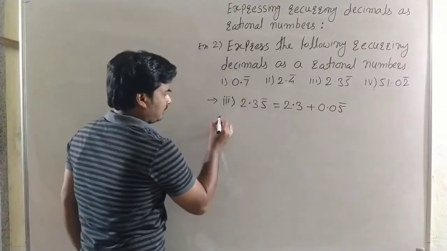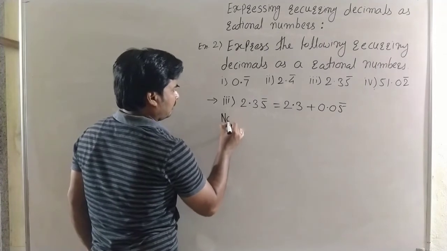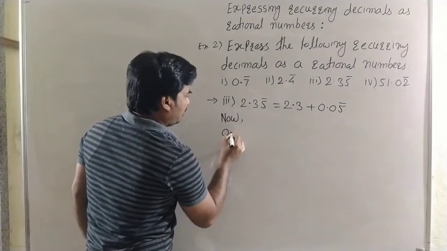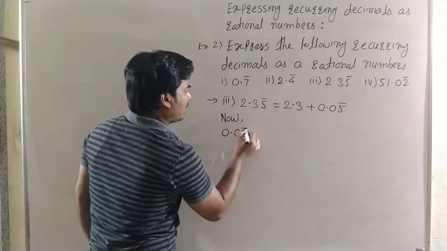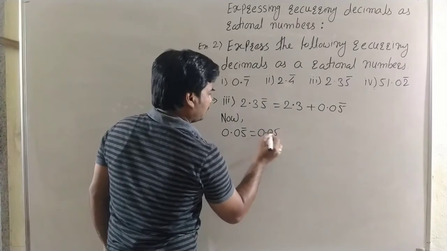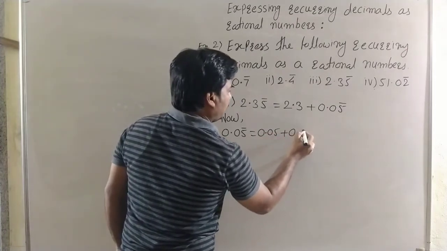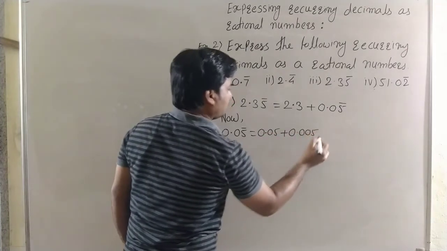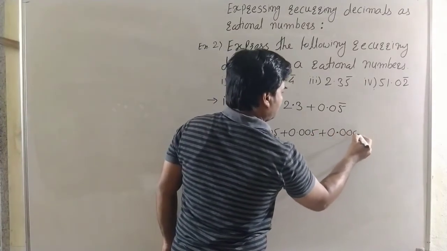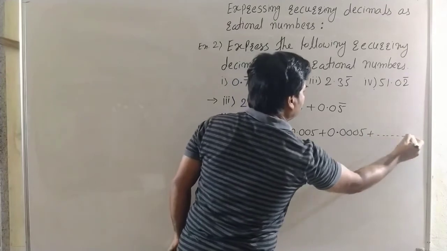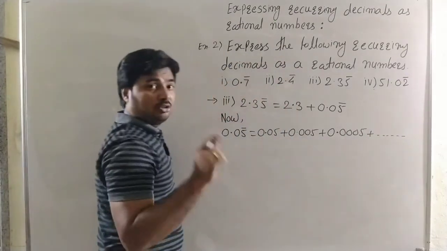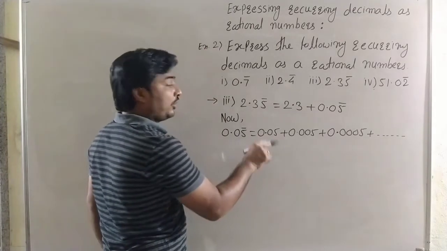Now here 0.05 bar can be written as 0.05 plus 0.005 plus 0.0005 plus and so on up to infinity. Again here it is a sum of the infinite terms in a geometric progression with first term 0.05.